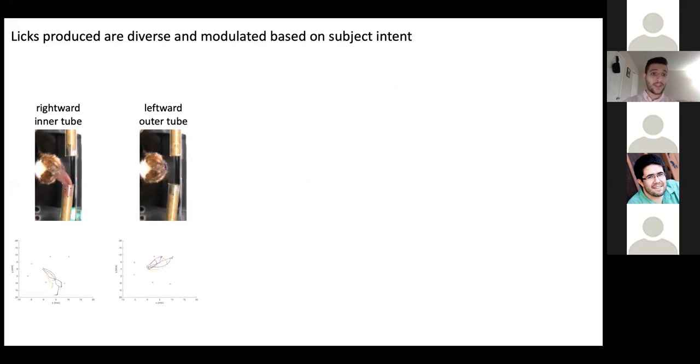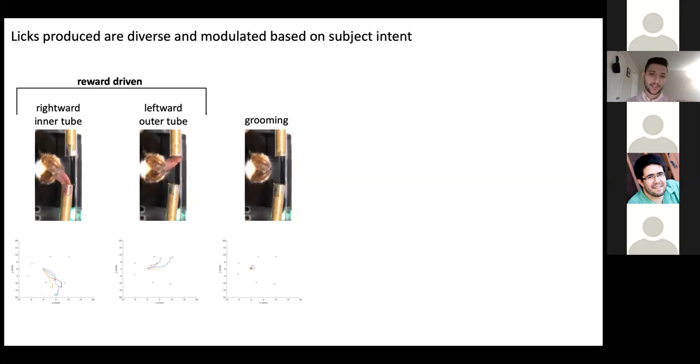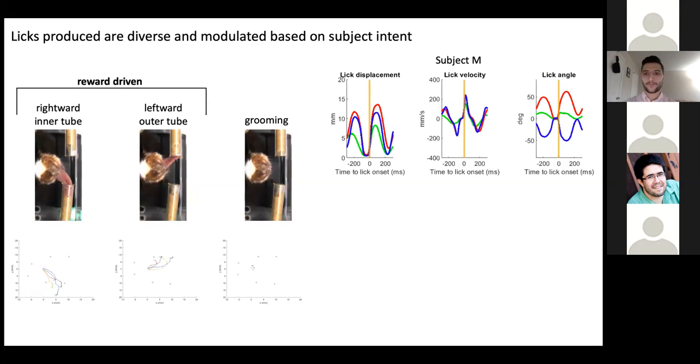We also can have leftward outer tube licks, for instance, where the food tube is rather full and the animal sort of contorts its tongue in the way that you're seeing here to hit the outside of the tube. Both of these are, of course, reward driven. The intention of the animal is to collect and retrieve reward. And then we have grooming licks, which are basically everything that does not entail a reward-driven lick. The animal is either cleaning its mouth or cleaning its face. These licks tend to be shorter. They tend to have longer interlick intervals, and they are made less vigorously. Their velocities are typically far lower, and I'll show you that over here.